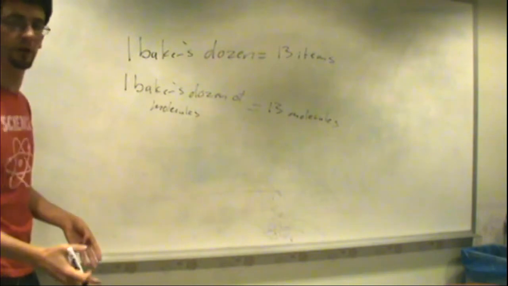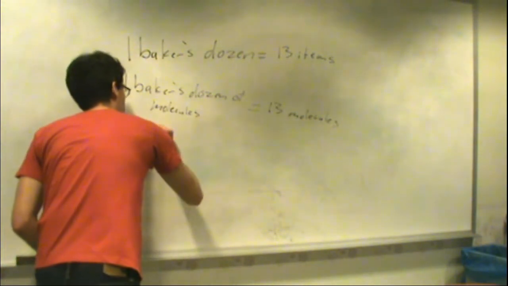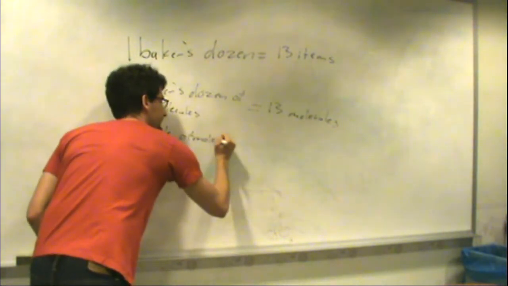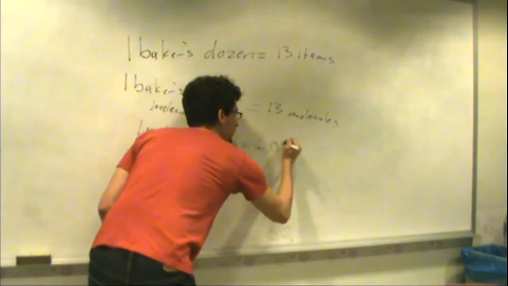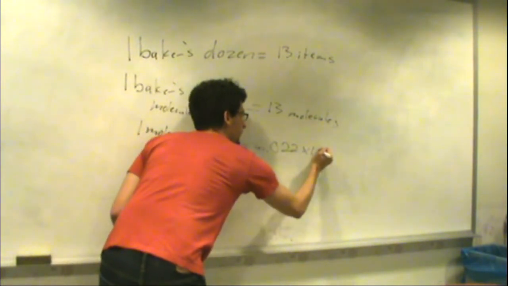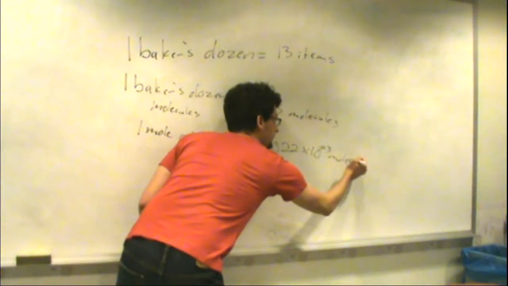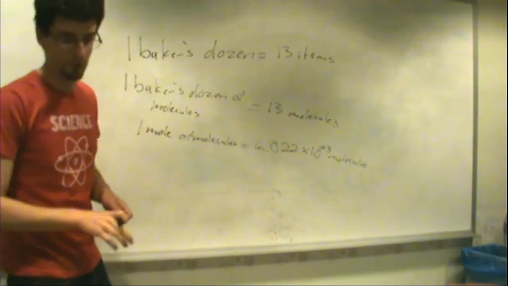It's very similar with having a mole of molecules. So if we have 1 mole of molecules, we have 6.022 times 10 to the 23rd molecules. So it's just a way to keep track of these numbers.